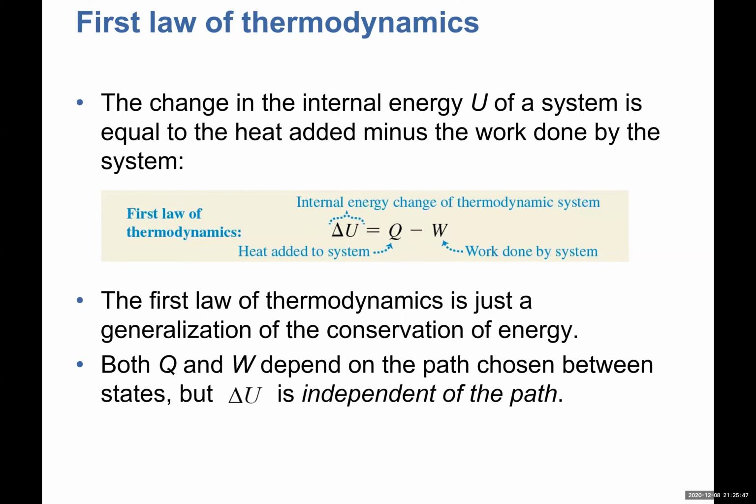So the first law of thermodynamics is just a generalization of the conservation of energy. Both Q and W depend on the path chosen between states, but delta U is independent of the path, because remember, delta U just depends on the temperature only.